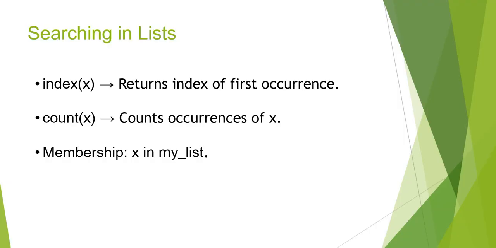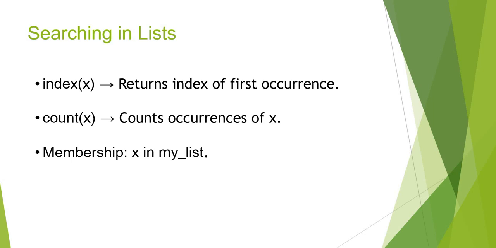Now, how to search elements in the list? Index of X, so indexing. Again, we find this indexing. It returns the index of the first occurrence. So if we have X several times inside the list, the first occurrence of X, counting from the 0th position, will be retrieved. Now, count of X.